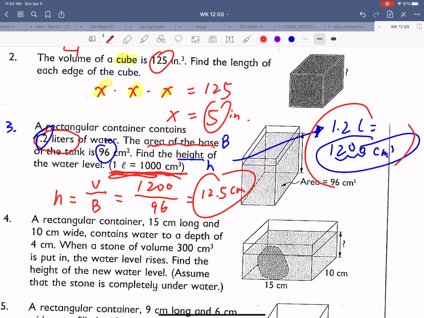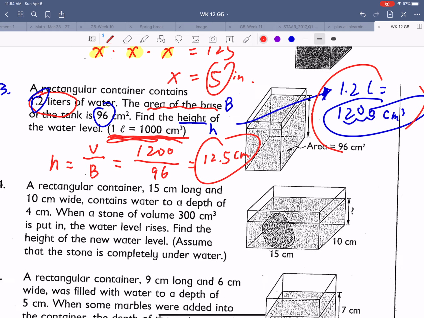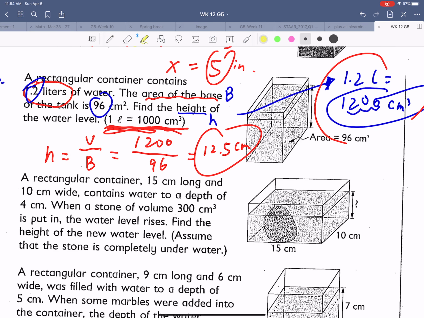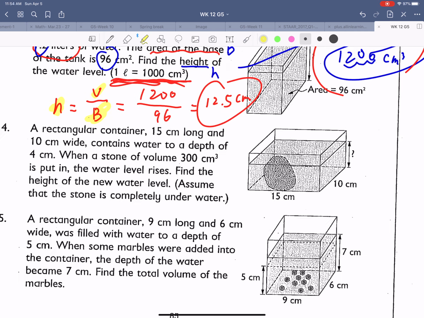So you can see from all the questions, we're just practicing about the formulas. Make sure you know how to figure out the height given the volume and base area. Okay, you do backwards. It's the total volume divided by the base area. Number 4.